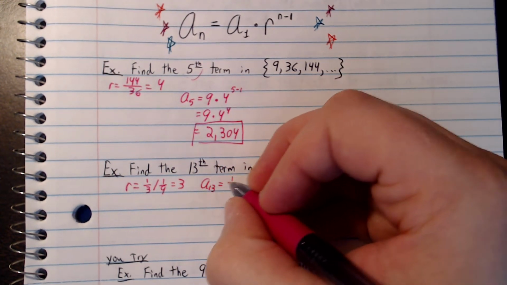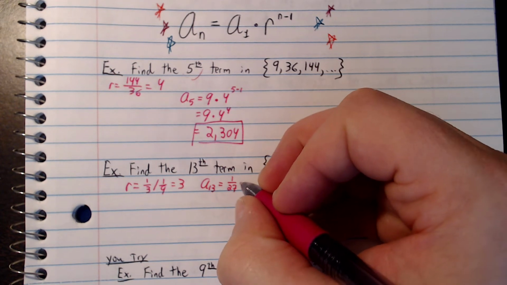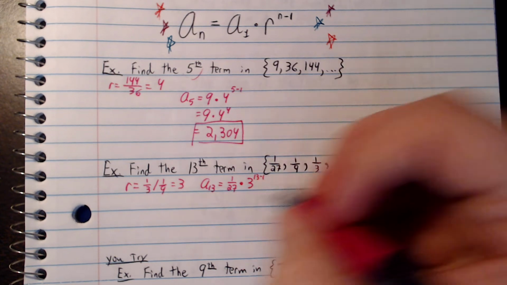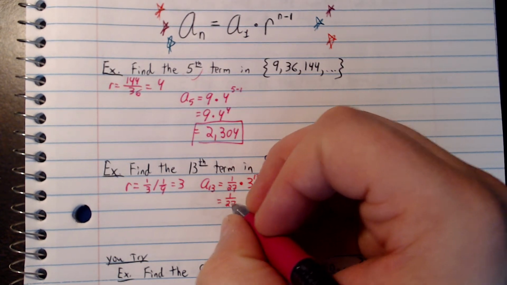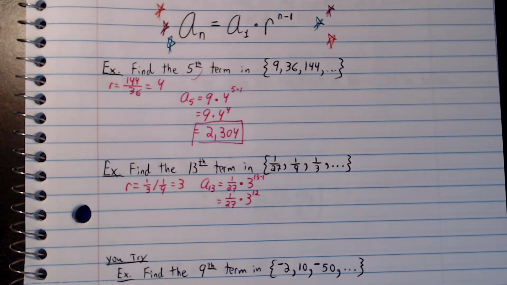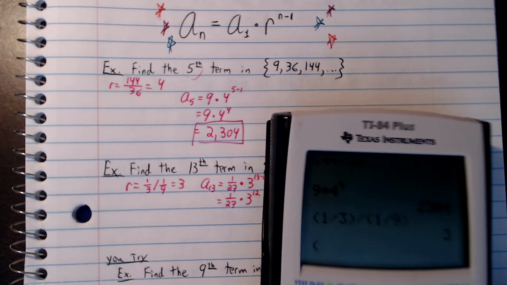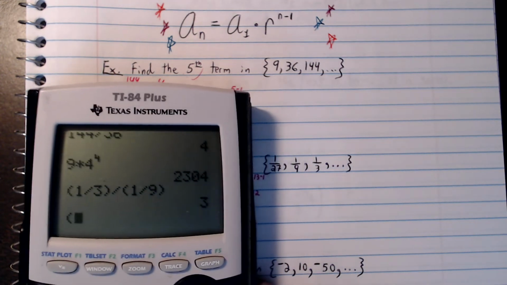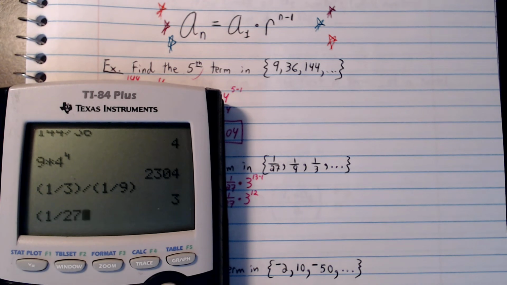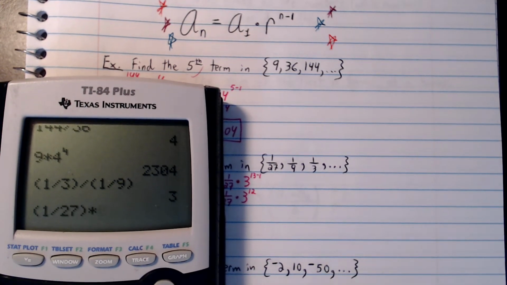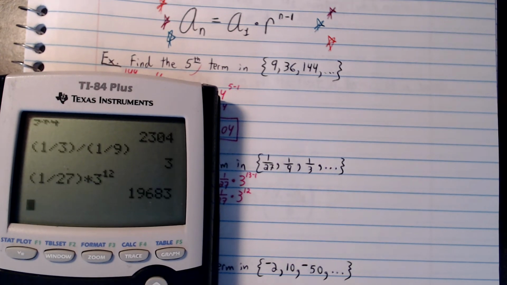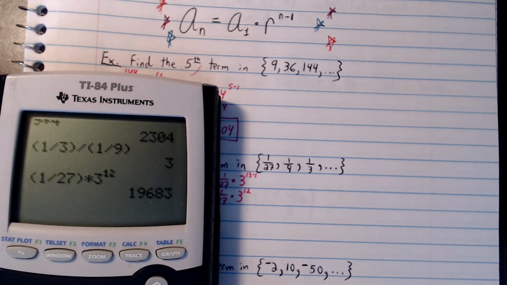Our first term, 1/27, times the R value of 3 to the 13 minus 1 power, which is the 12th power. I'll put it right here. Right, we have 1/27 times 3 to the 12th power. That gives 19,683.